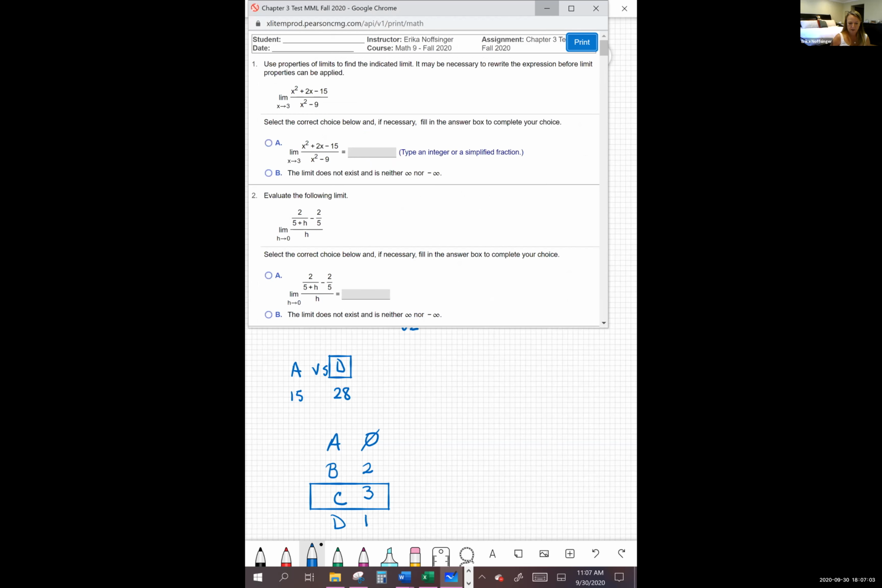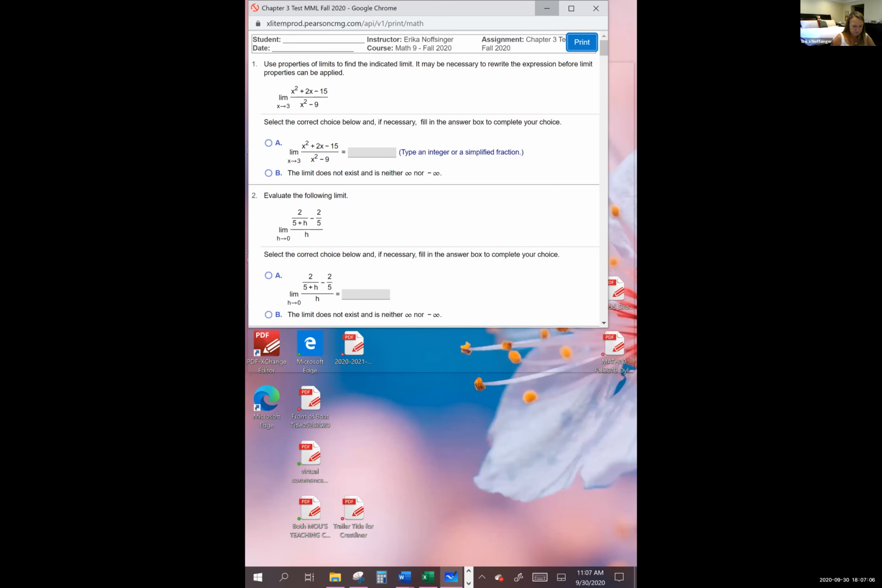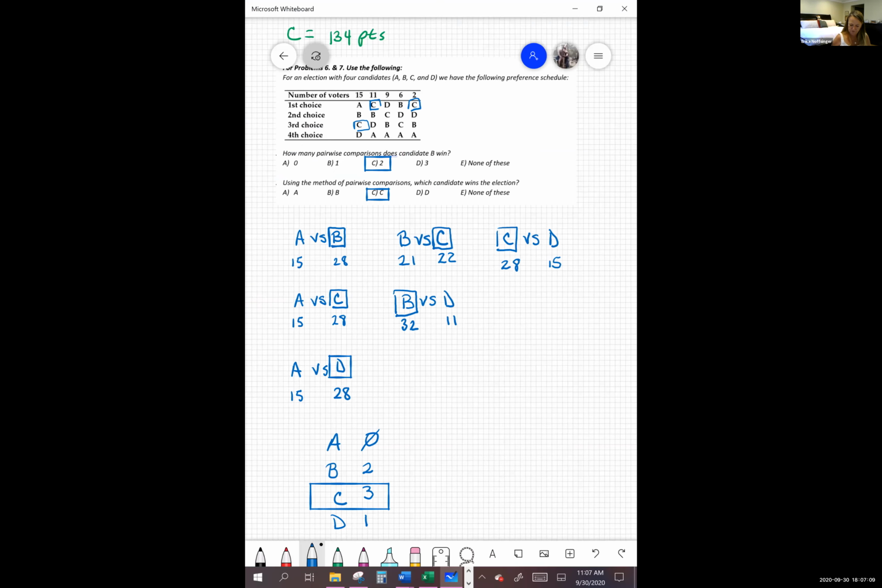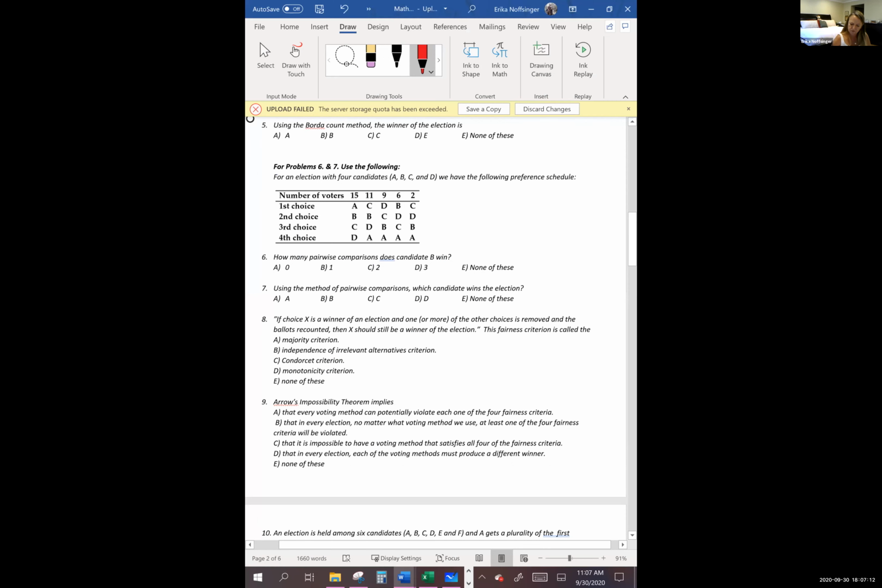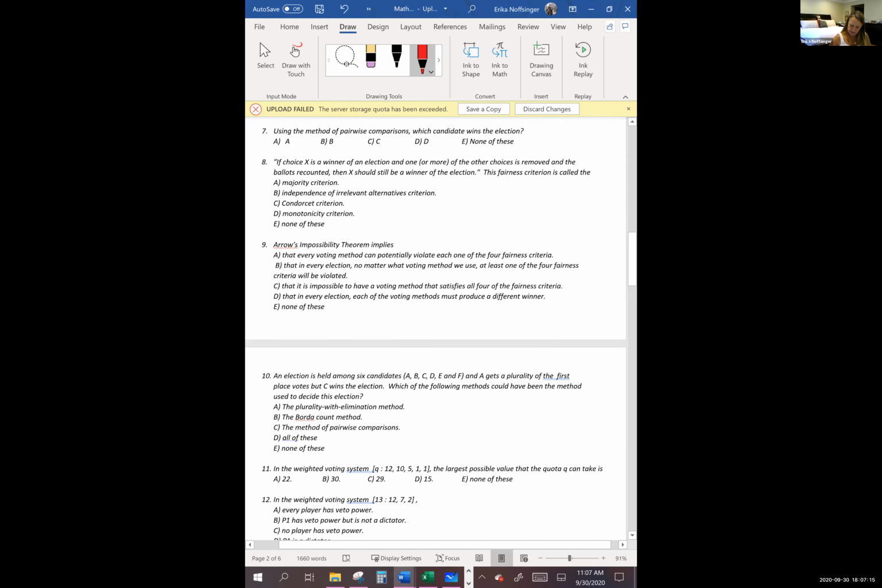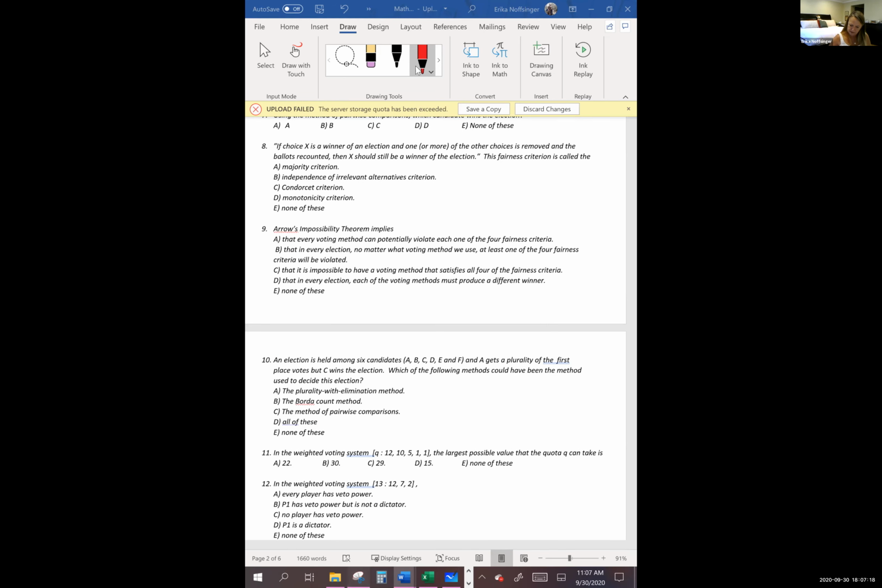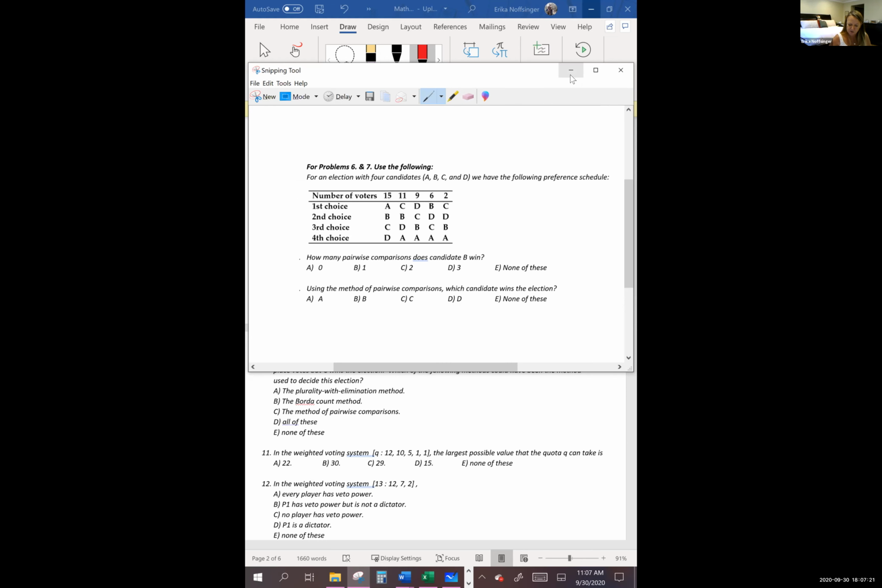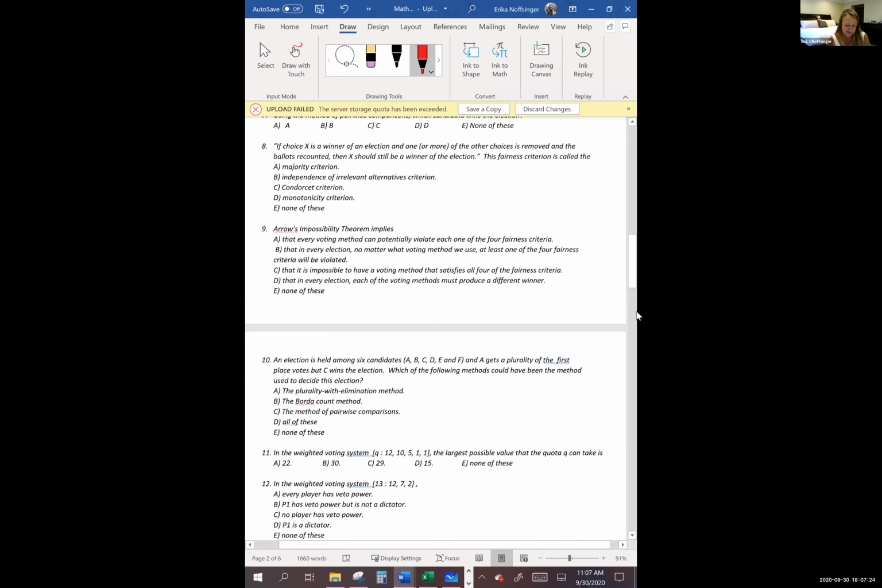Okay, let's see. Wrong test. Actually, let's not do that because I think some of this is just terminology. So the next one says, if choice X is a winner of an election and one or more of the other candidates is removed and the ballot is recounted, then X should still be the winner of the election. This fairness criterion is the following. So I did not study up and I would have to review that.